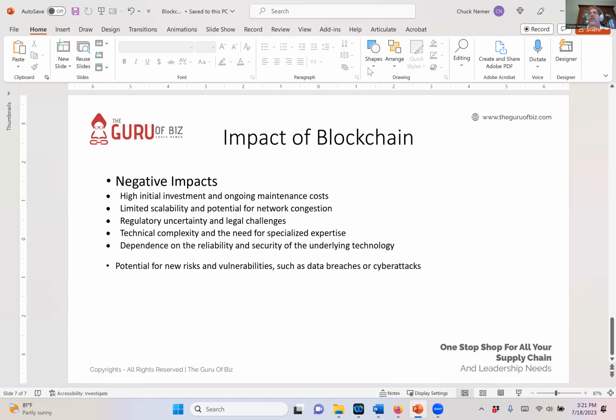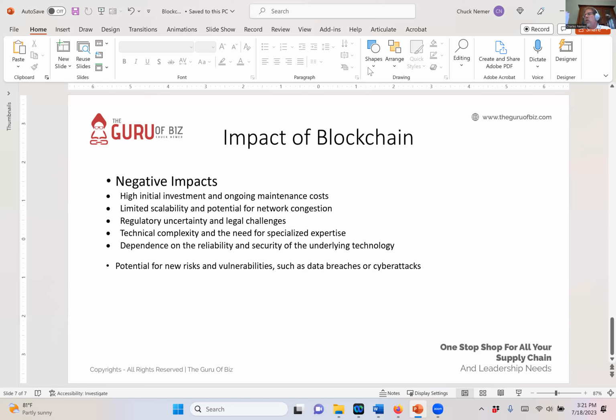And to manage these blockchains, do we have the expertise to do it? As well as now we're relying on one other technology. And we've certainly seen in the last bullet point that we have had some breaches or cyber attacks. So some of these things of trustworthiness and security and transparency are now starting to come under question.